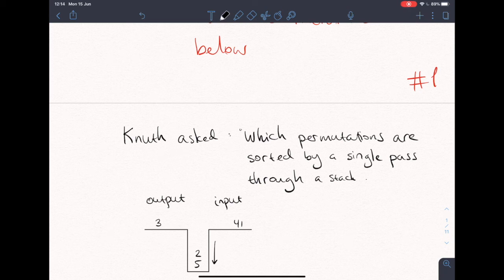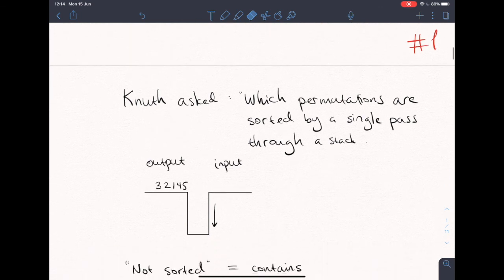We don't want to put 4 on top of 2, so we output 2. Put 4 on top of 5, put 1 on top of 4, and now the input is exhausted, so we just empty the stack and have our output, which is clearly not sorted, and so the stack failed. And Knuth wanted to know why it fails, which permutations are sorted and which are not sorted by a single pass through the stack.